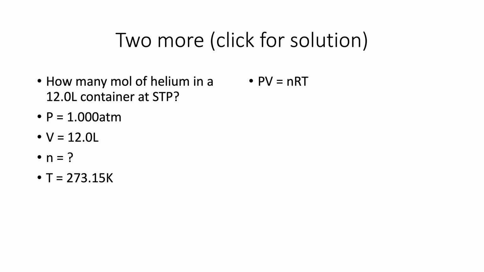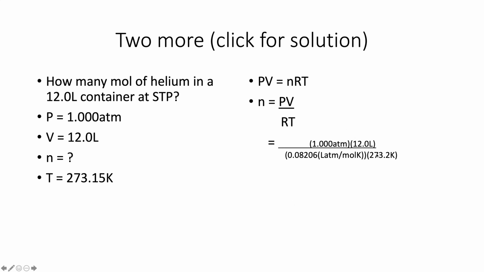All right, so there's the equation. Now we're going to rearrange the equation to solve for n, n = PV over RT. And now we're going to plug in the numbers, P, V, R, T. And then we just do the math, and it's going to come out to 0.535 moles.